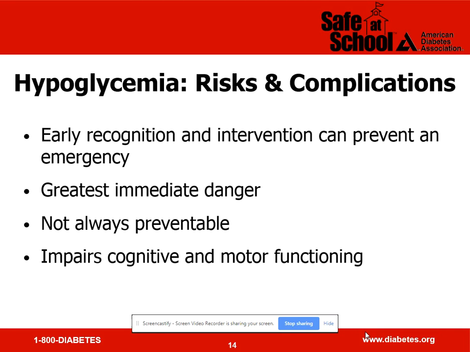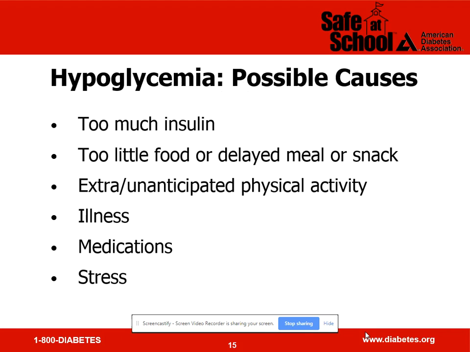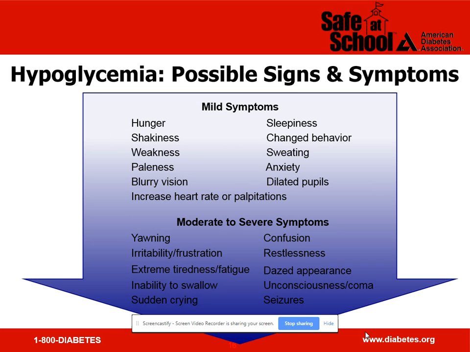Early recognition and intervention can prevent an emergency. Hypoglycemia is the greatest immediate danger, it's not always preventable, and it impairs cognitive and motor functioning. Hypoglycemia has possible causes: too much insulin, too little food or a delayed meal or snack, extra or unanticipated physical activity, illness, medications, or even stress. Possible signs and symptoms are included here as well.